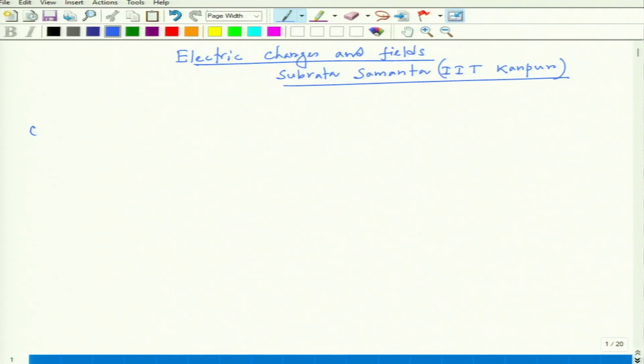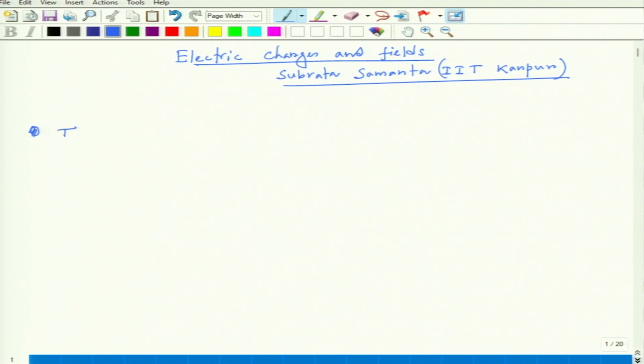In the previous class, I discussed the electric dipole in a uniform external electric field, and we calculated the potential energy of a dipole in an external field. So, let us first summarize what we got in the previous class.